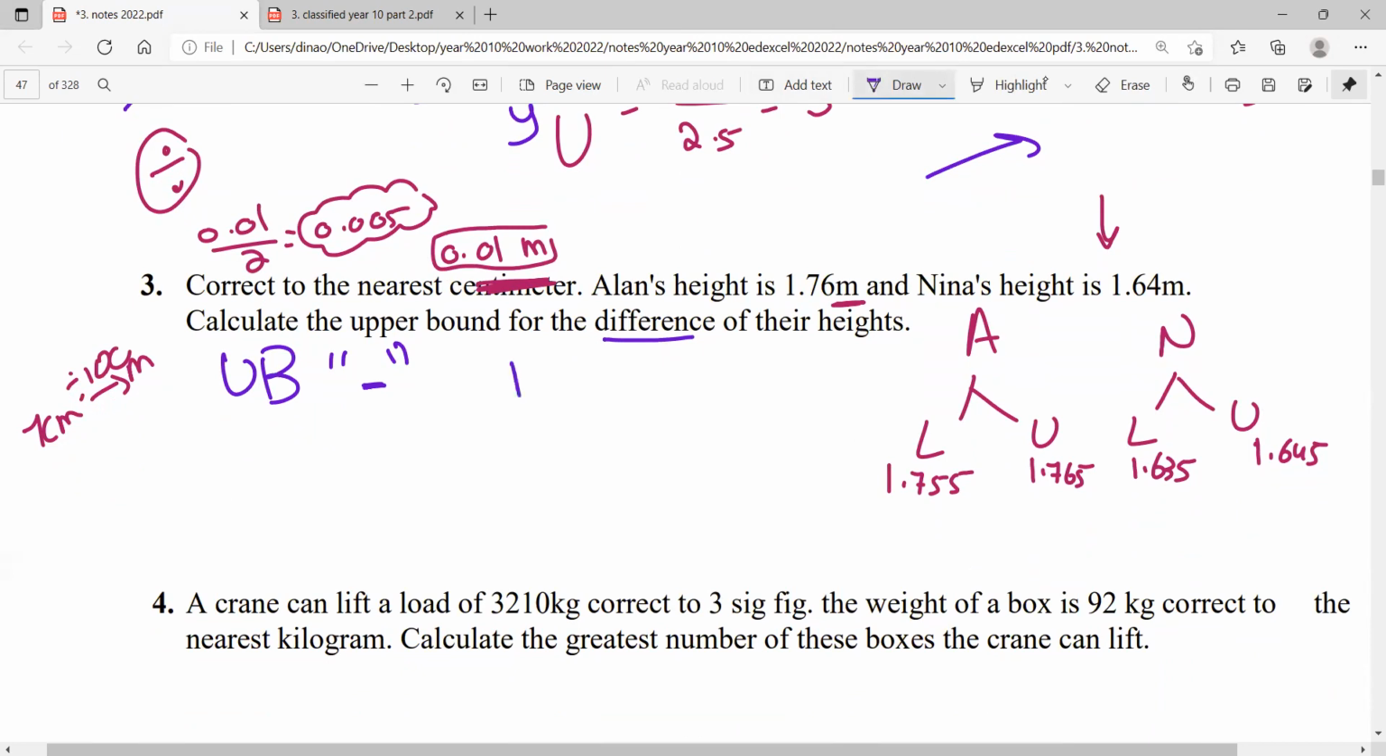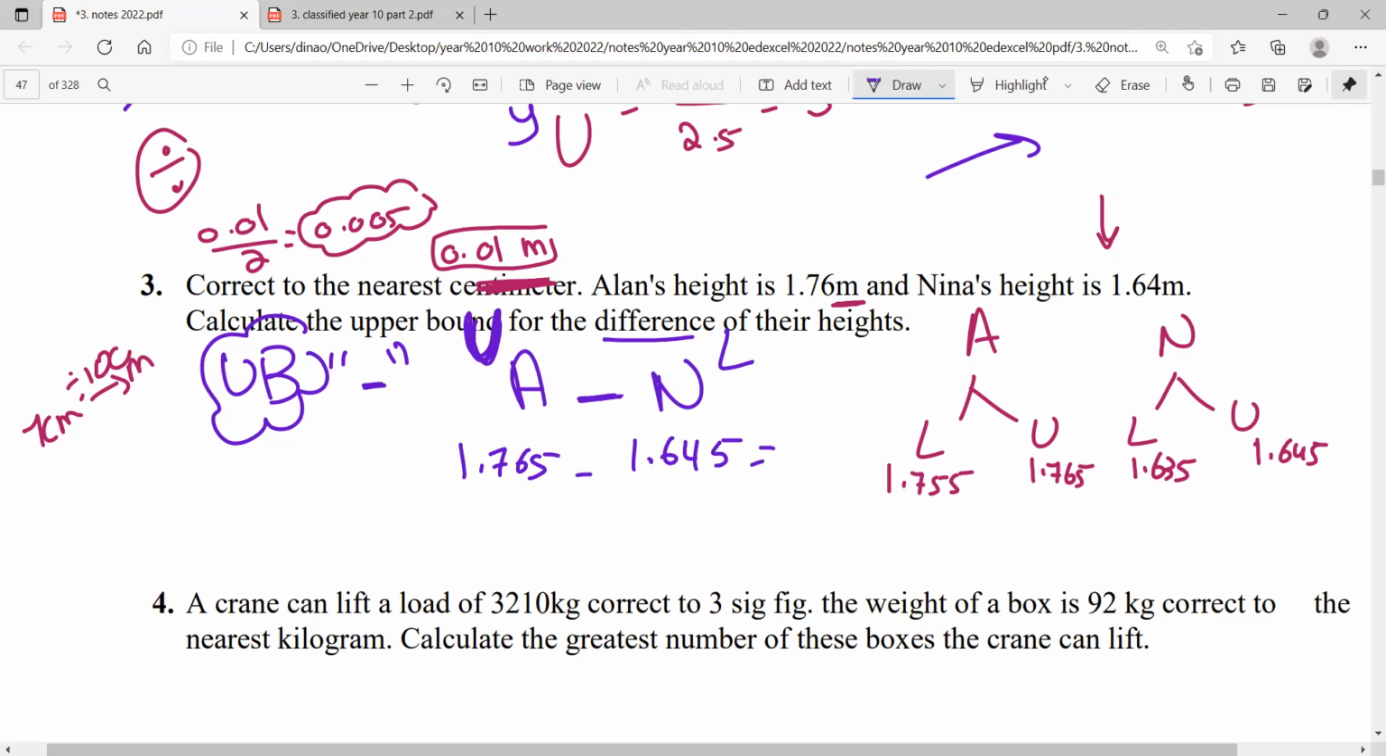Upper bound of difference. As we said, Alan first, then Nina. Since it says upper, I'm going to take the upper of Alan and the lower of Nina. Upper of Alan 1.765 minus lower of Nina 1.645. No, sorry, I took the upper of Alan, so I take the lower of Nina. There. So let's do it on the calculator: 1.765 minus 1.635. It's 0.13 meters, and this is the difference between their heights. If you decide to change the whole question to centimeters and work with it, it will be absolutely fine.